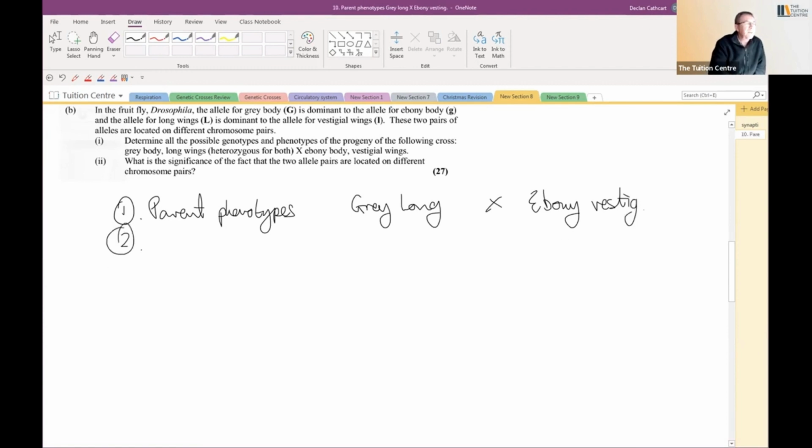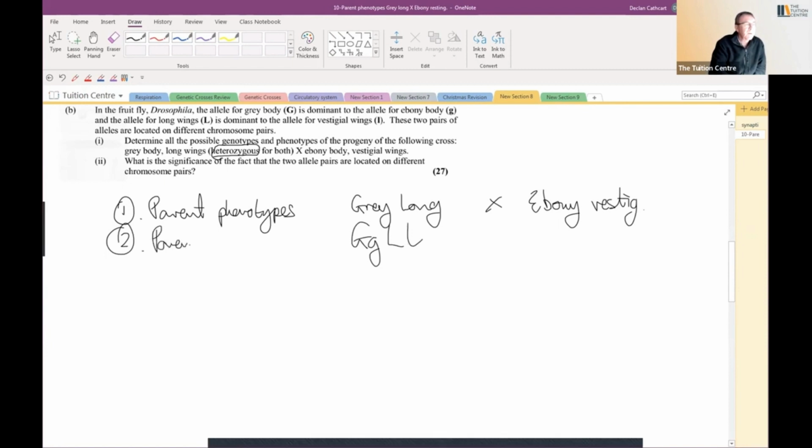We know, because they've told us that it's heterozygous for both, that one of the parents, this first parent, is heterozygous for both. That means it must be big G, small g, big L, small l. So that's the genotype, parent genotype.